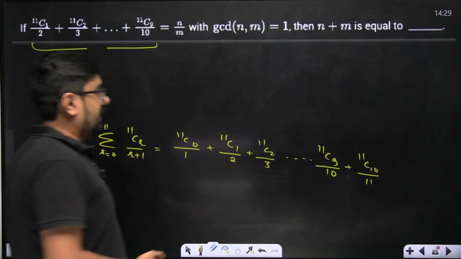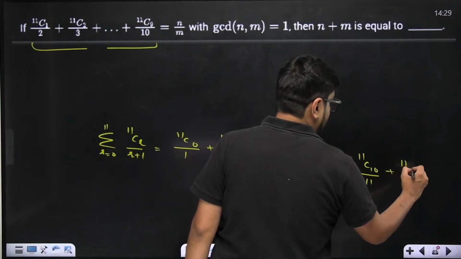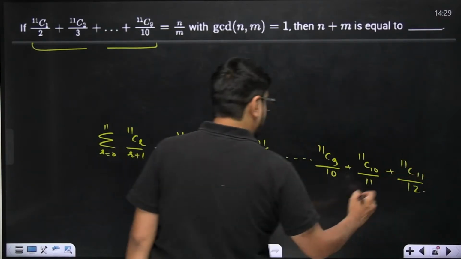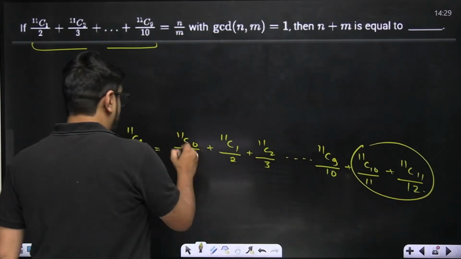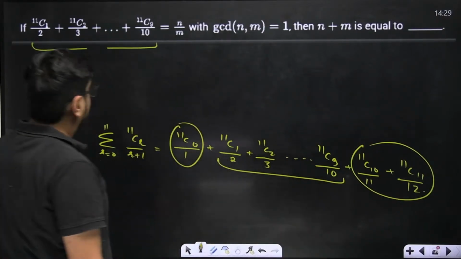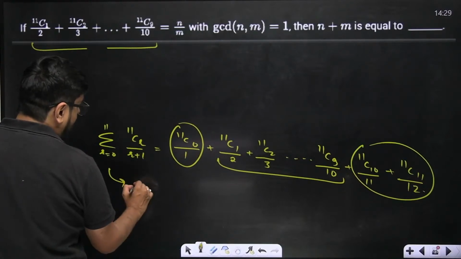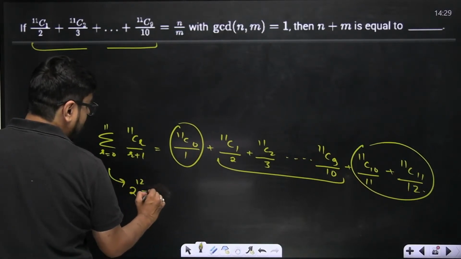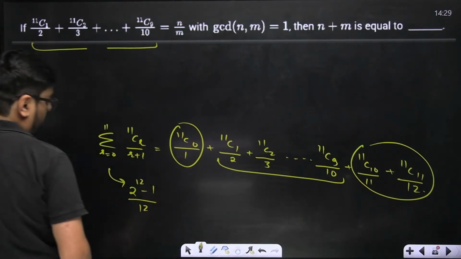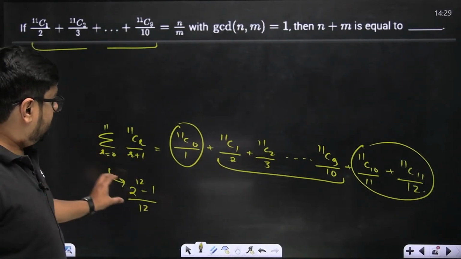Or 11C11 divided by 12 can happen. So these two terms are extra, and over here this term is extra. This is what is being asked. This we know will be equal to 2 to the power n plus 1, that means 12, minus 1 divided by 12. That is, 2 to the power n plus 1 minus 1 divided by n plus 1. This we know will be this.